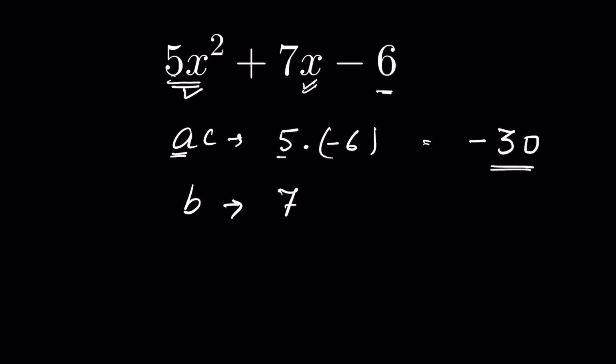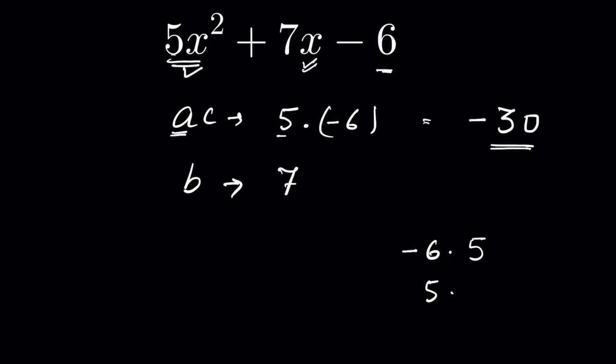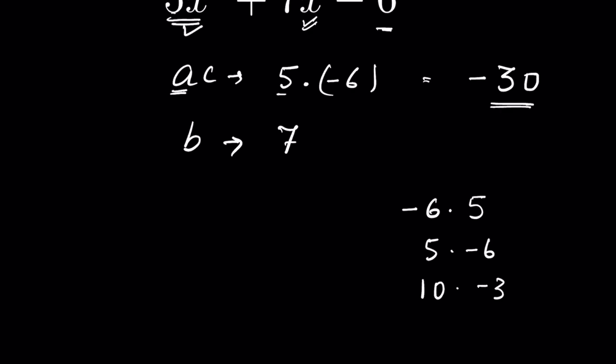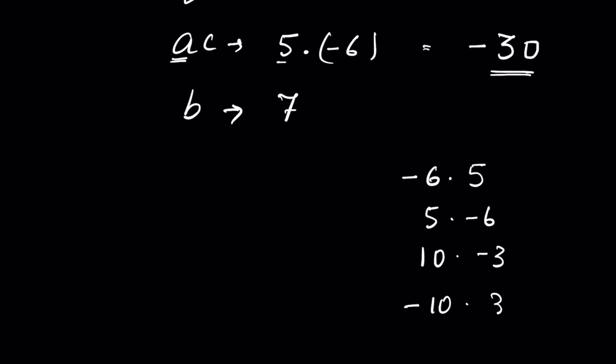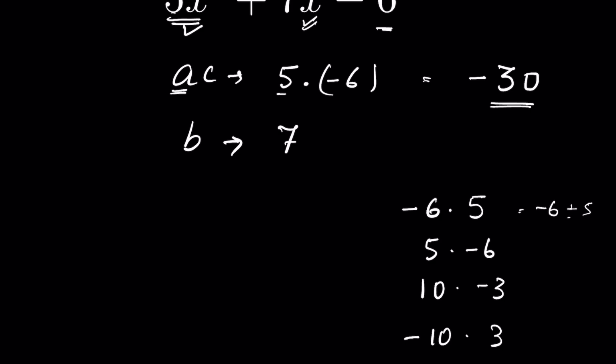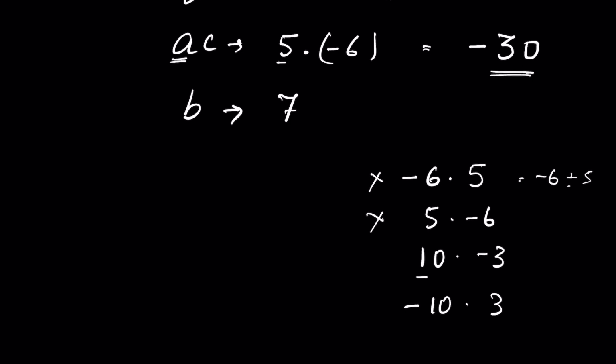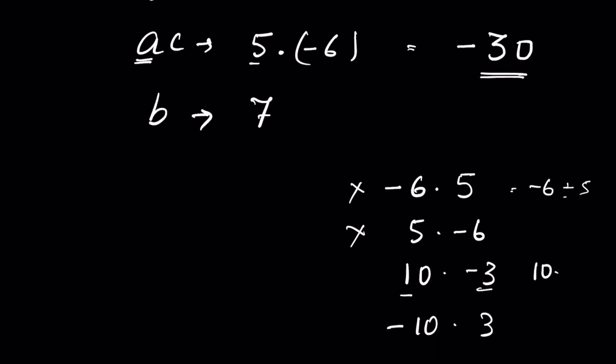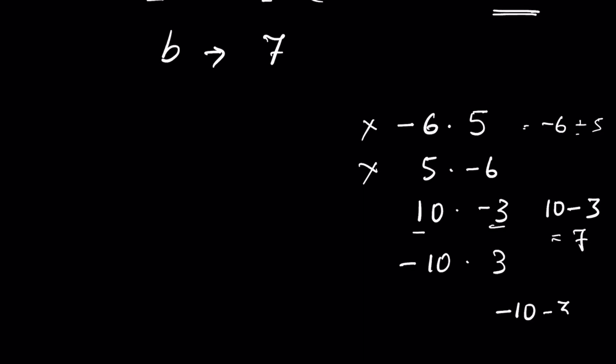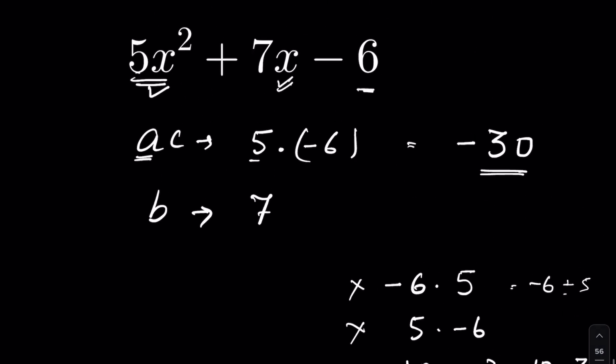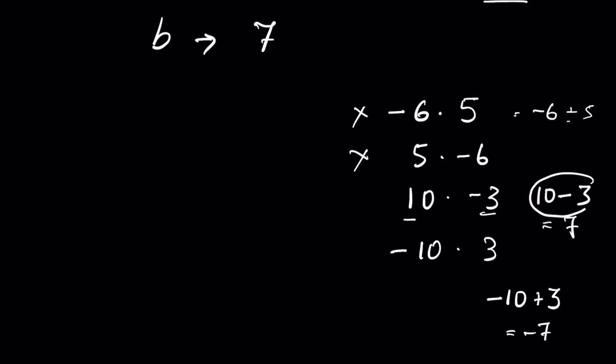So minus 30, if you factorize, you can write it as minus 6 times 5, or 5 times minus 6, 10 times minus 3, or minus 10 times 3. Minus 6 plus 5 will not be equal to 7. So these two factors we cannot take. 10 times minus 3 is equal to minus 30. And if we subtract, we write 10 minus 3, then it is equal to 7. If you do minus 10 plus 3, it is equal to minus 7. But here 7 is positive. So 10 minus 3 we can write.